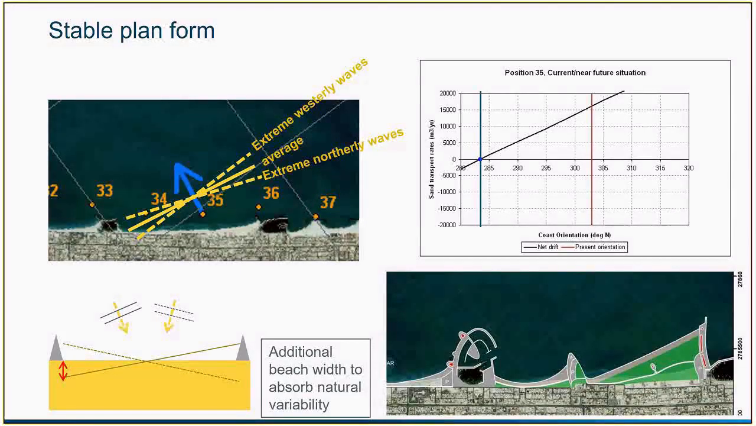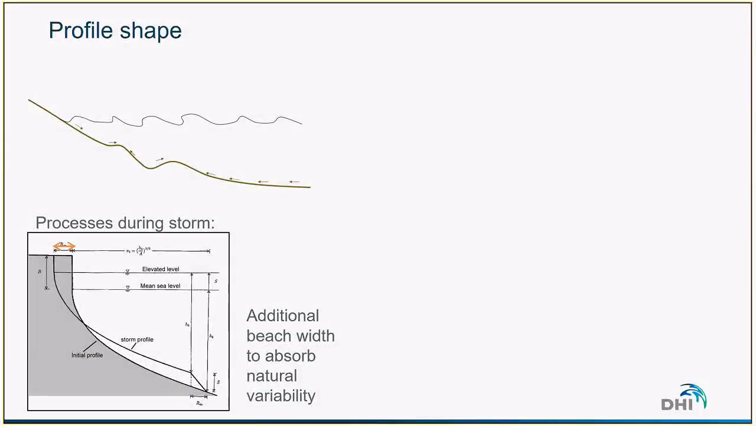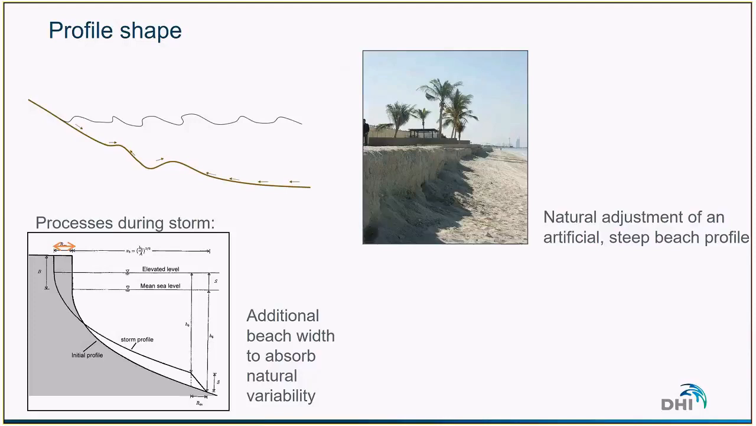This was for the plan form of the beach, which should be stable, but we would also like to have an equilibrium profile for the beach. If you remember from the previous webinar, we have seen that the shape of the profile is mainly driven by cross-shore sediment transport, and this is very much linked to episodic storms. During storms, we have acute erosion, which leads to a flattening of the profile, and during calmer periods, we have processes that tend to push the sediment back from the deeper part of the profile towards the upper part of the beach.